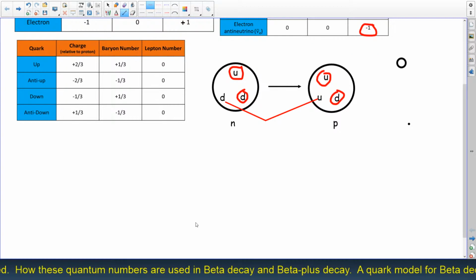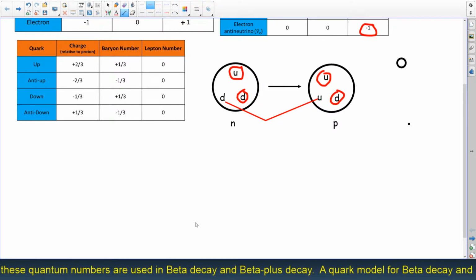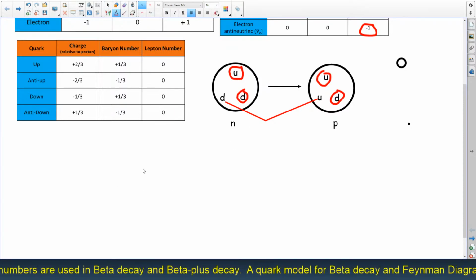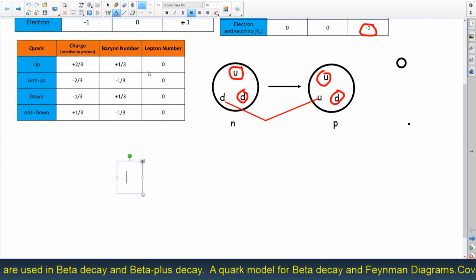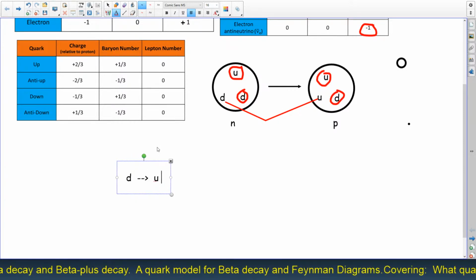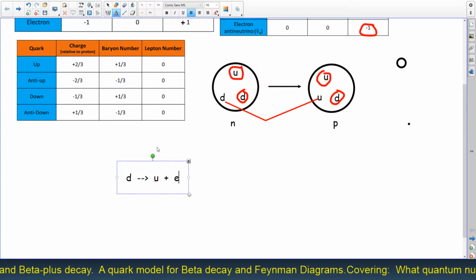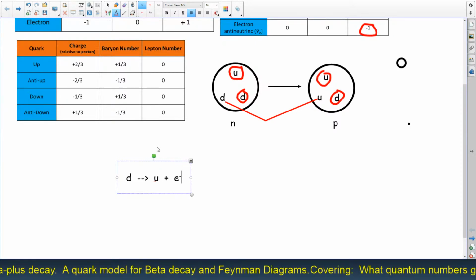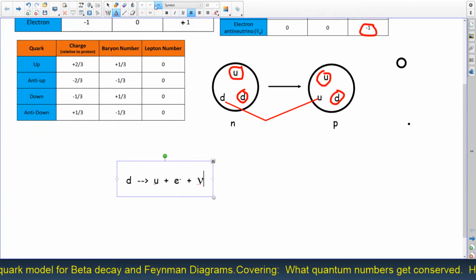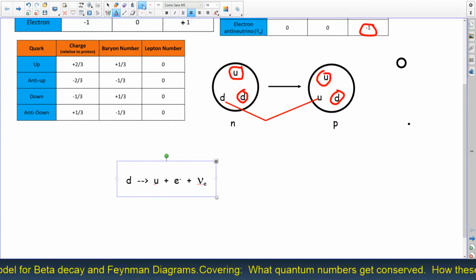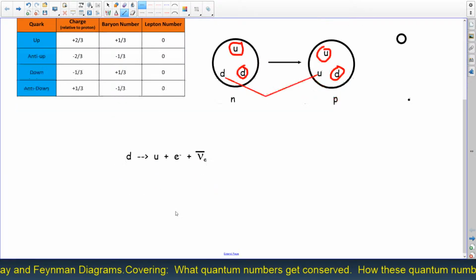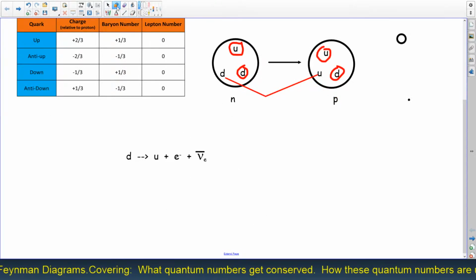That's the problem there. Okay, so let's write this as quarks. Rather than writing it as neutron goes to proton goes to this, we could write it in terms of quarks: we have the down quark becomes an up quark plus an electron plus an anti-electron neutrino, which takes far too long to write, but we'll have a go at it anyway. And that is the quark equation for how to do beta decay.